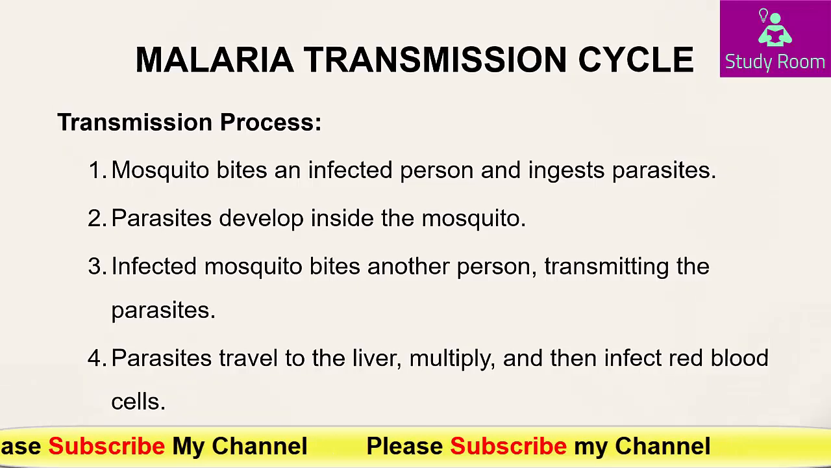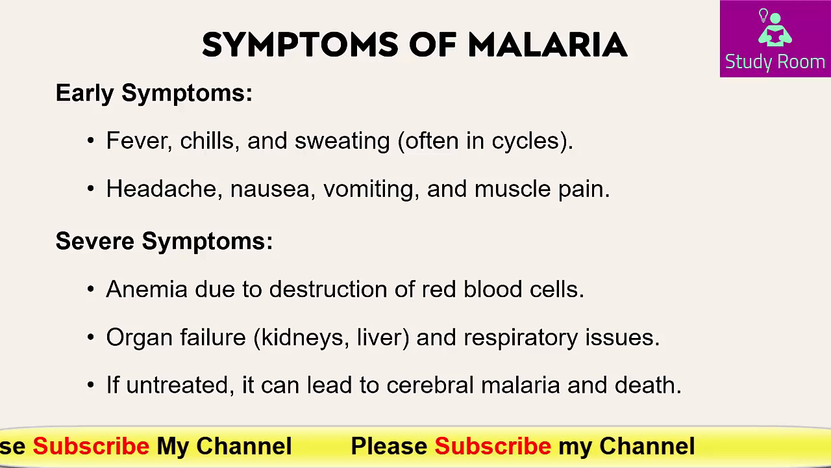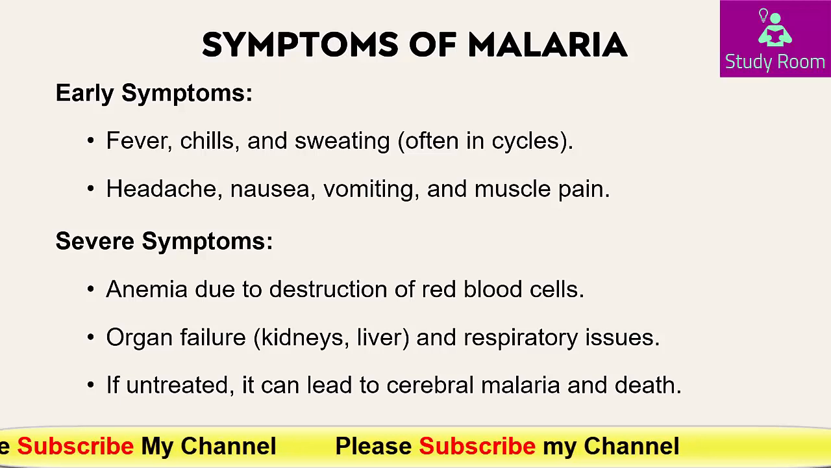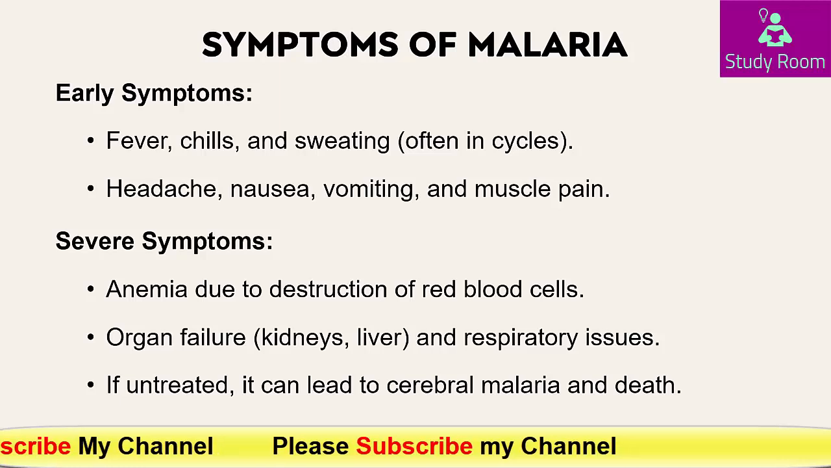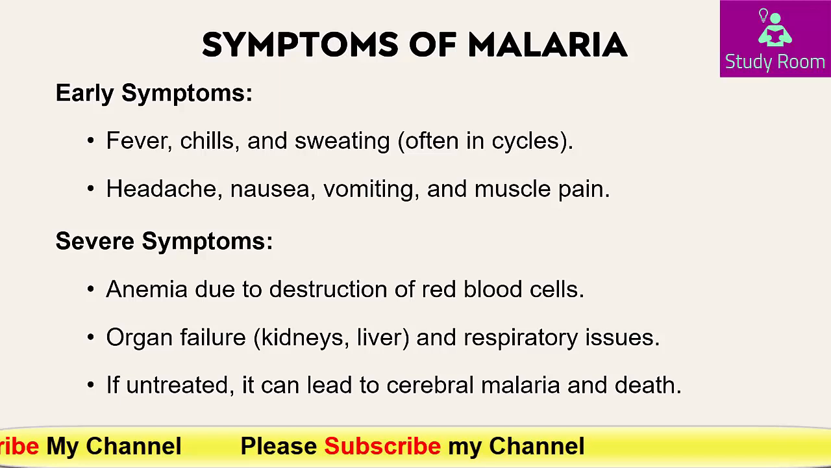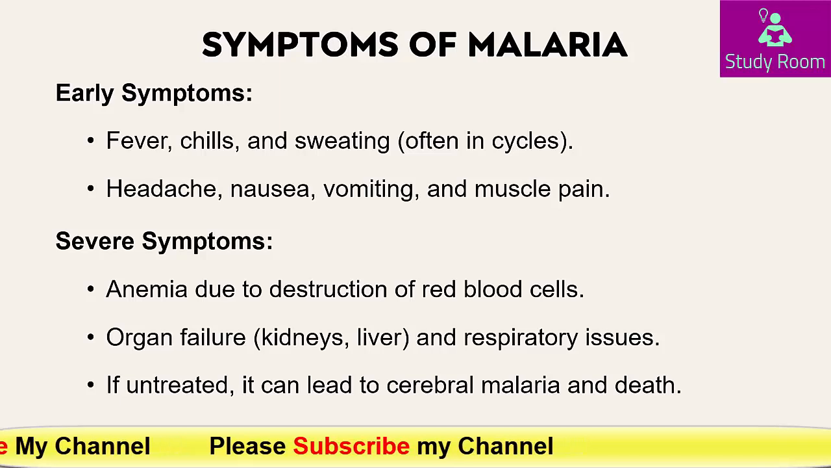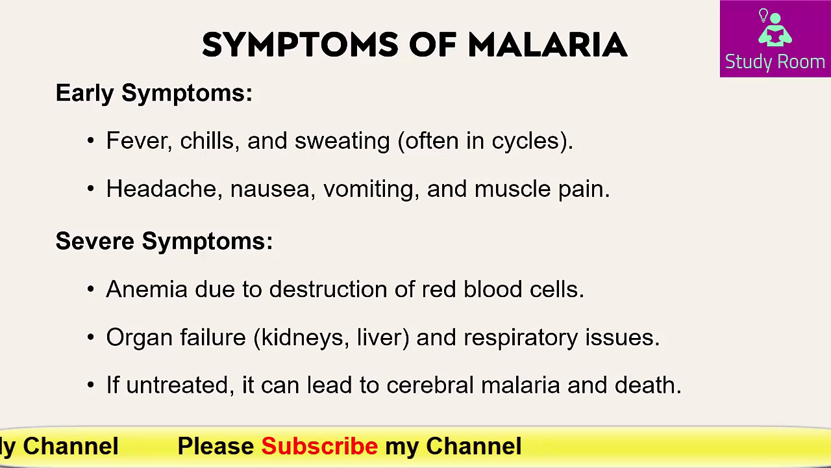Then, symptoms of malaria. Early symptoms: fever, chills, and sweating, often in cycles; headache, nausea, vomiting, and muscle pain. Severe symptoms: anemia due to destruction of red blood cells, organ failure (kidneys, liver), and respiratory issues. If untreated, it can lead to cerebral malaria and death.